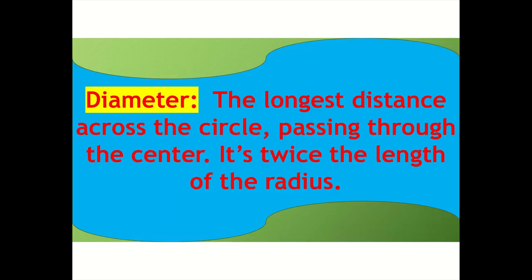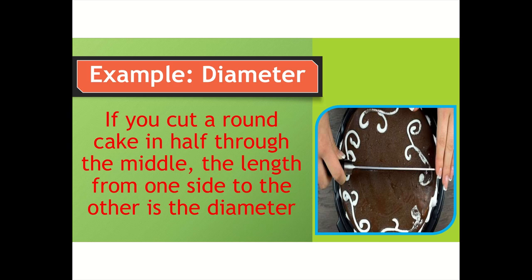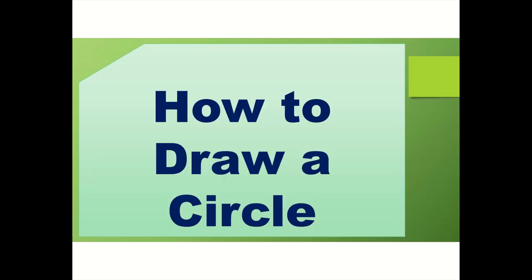Diameter: the longest distance across the circle, passing through the center. It's twice the length of the radius. Example: if you cut a round cake in half through the middle, the length from one side to the other is the diameter.